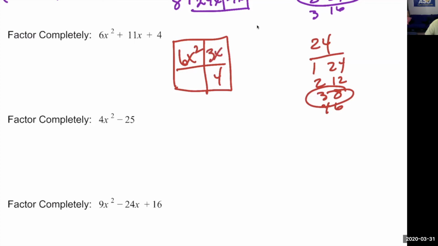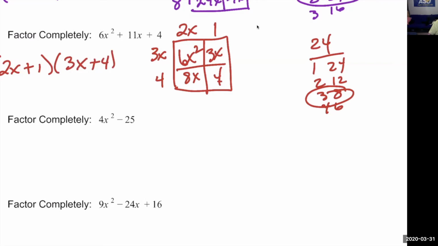So 3x and 8x. And then it's GCFs. 6x squared and 3x is a 3x. 8x and 4 is a 4. Up and down now, 6x squared and 8x is 2x. 3x and 4 is 1. So it's 2x plus 1 and 3x plus 4.